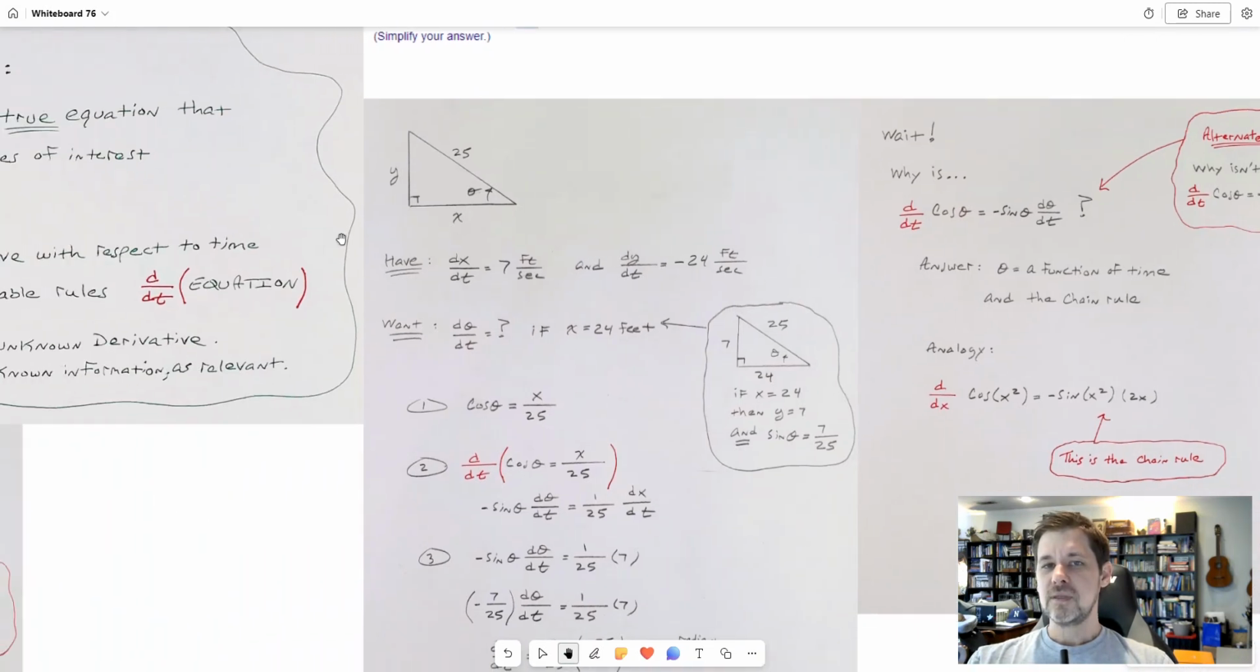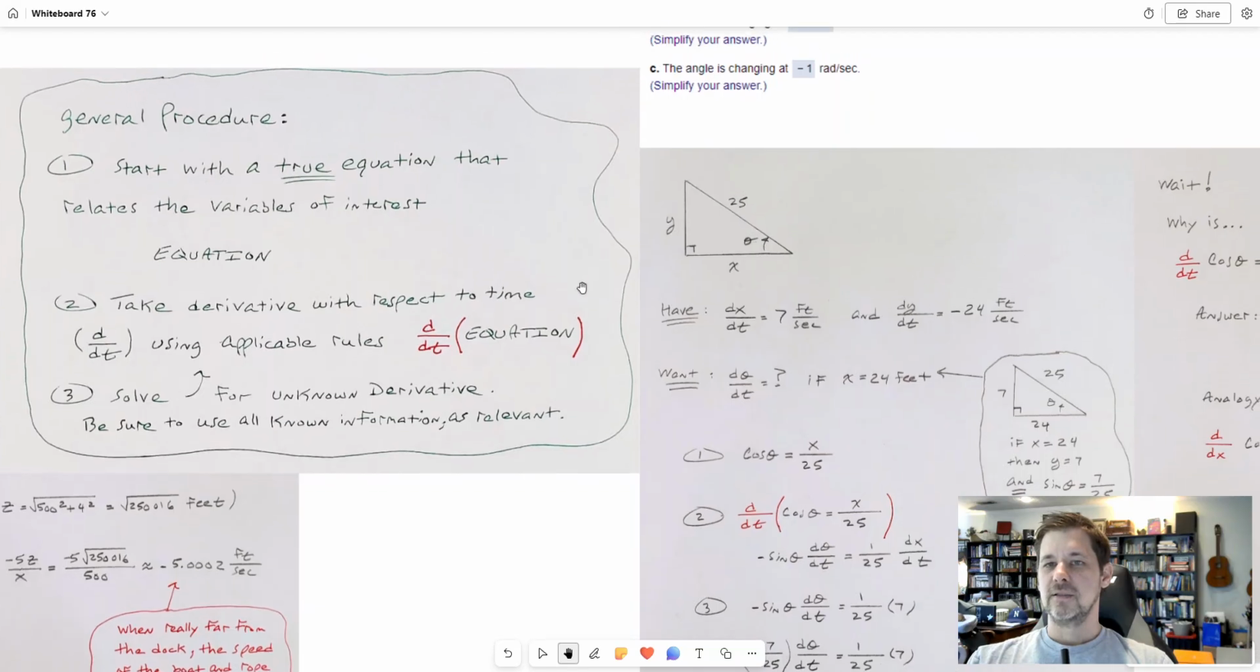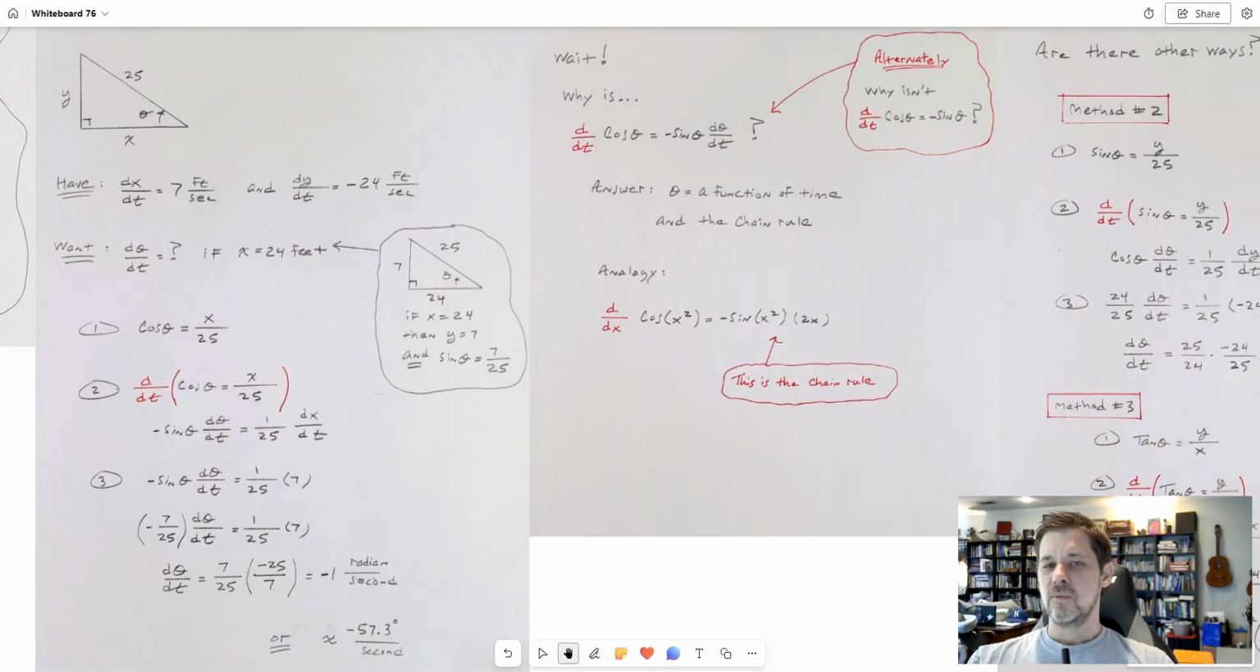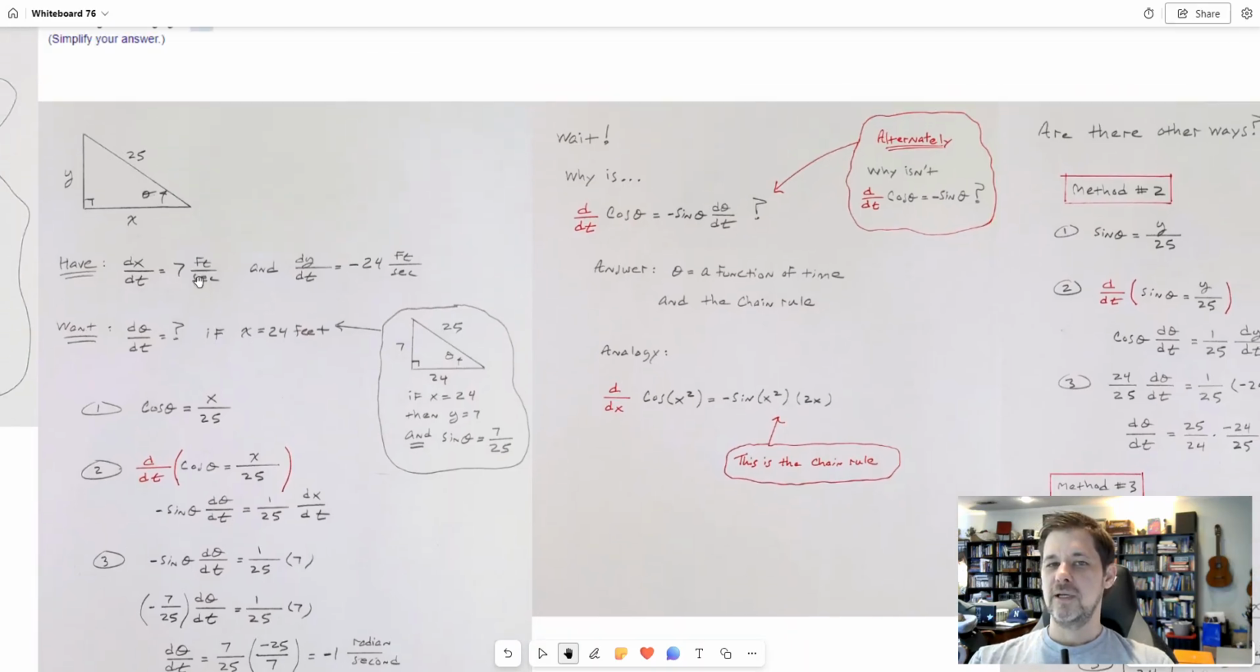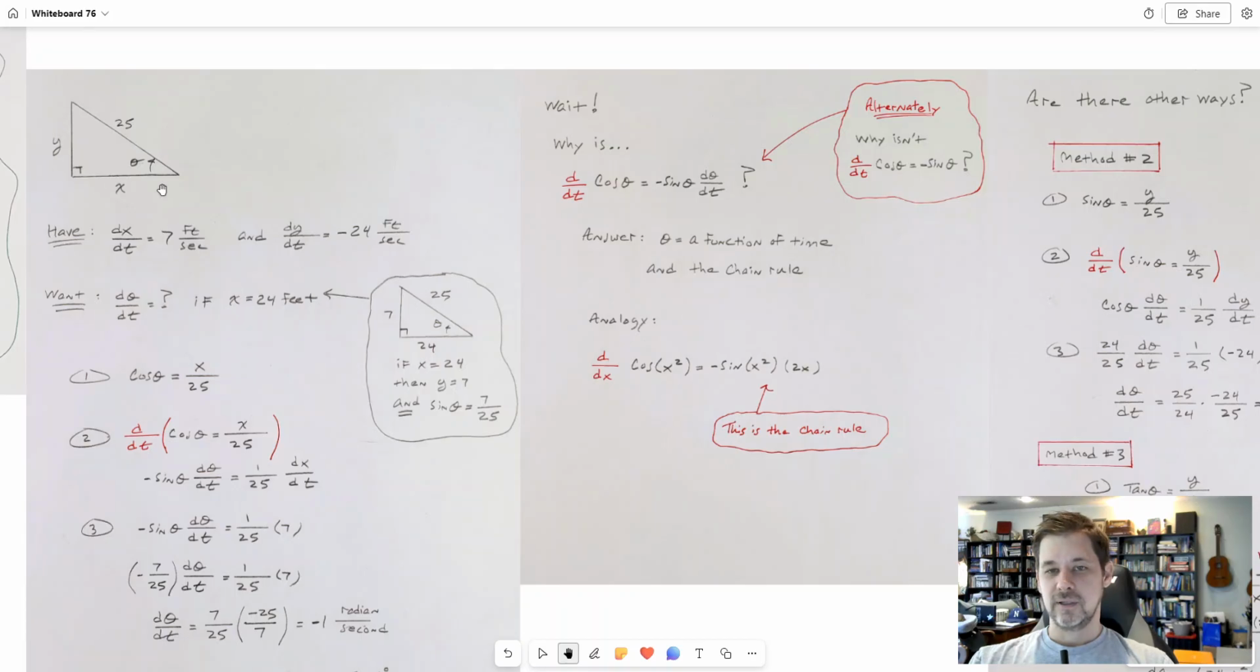Now, the procedure went like this. Start with a true equation that relates the variables of interest. What I mean by that is, is there an equation that relates what I'm looking for, theta? I want to know how theta is changing in time, and some equation that relates that to x and or y. A quick look at this triangle, and I can say yes, there's an equation that does that. Here's one: cosine of theta is x over 25. That's a true equation about this situation.